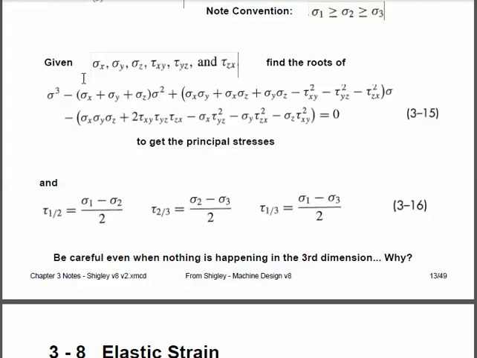Let's see. Here's our equation that would let us solve for the principal stresses, sigma 1, 2, and 3, when we know sigma x, sigma y, sigma z, and we know the three-dimensional shear stresses. This is a cubic equation in sigma, and this cubic equation will have three roots because we've set it equal to 0. That will give us our principal stresses. Of course, our maximum shear stresses from each circle would come from the radius of each of those circles.